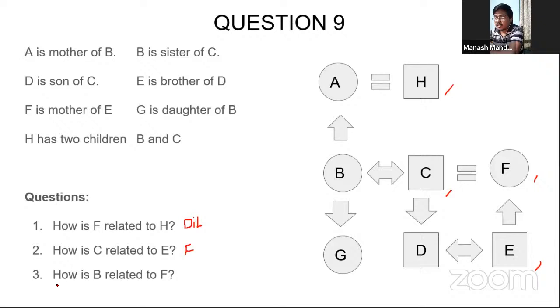E. The last one, how is B related to F? This is B, this is F. So these two are brother and sister. So this is basically F, so B related to F. So basically sister-in-law. Okay. So this was the answer.